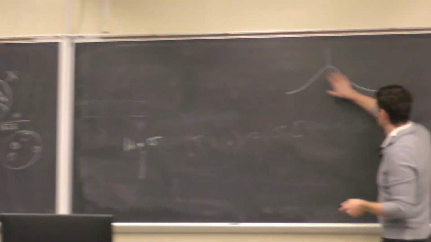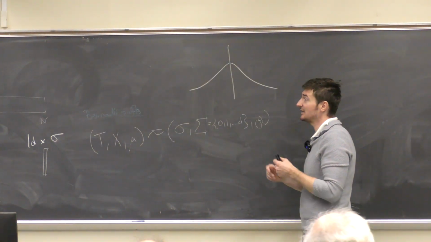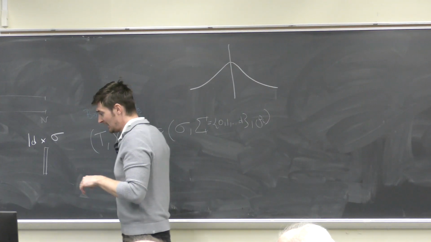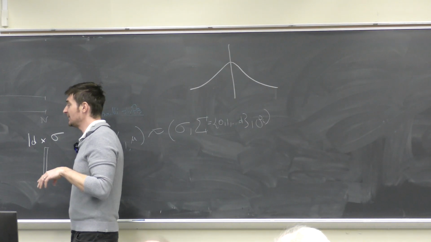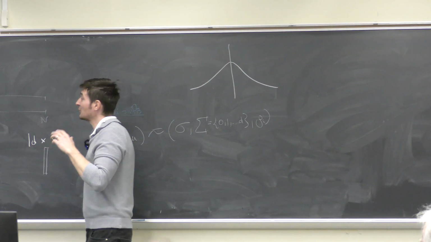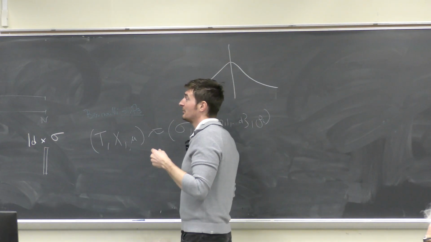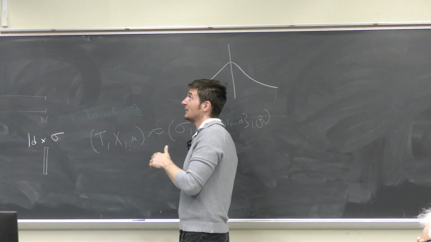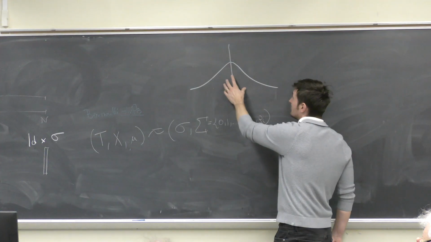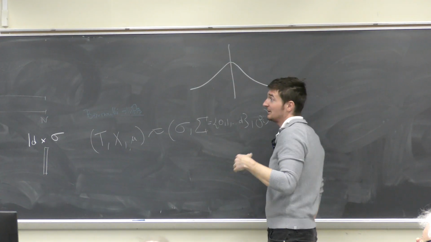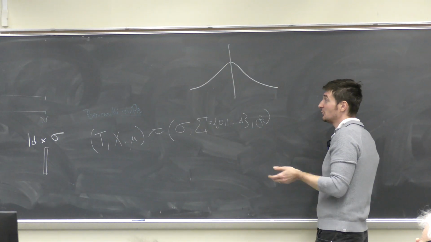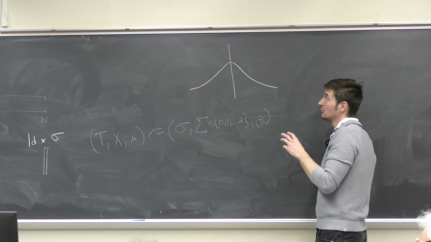It tells you, for example, what is the probability of seeing, I toss it n times, and what is the probability of seeing n over 2 plus root n heads? This theorem, a slightly stronger version of it, tells you what is the probability of seeing this. Or you can ask what is the probability of seeing n over 2 plus 2 root n.